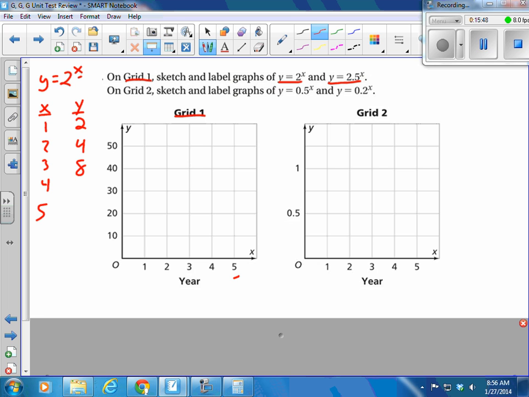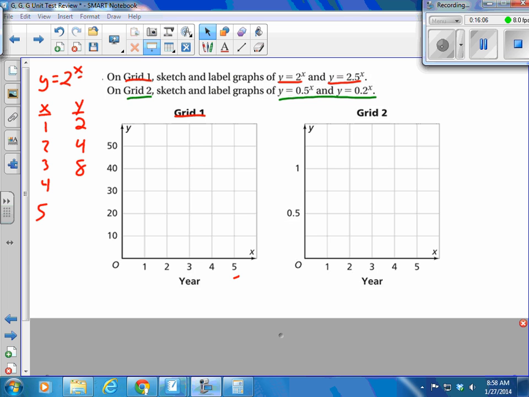Then you will do 2.5. You will have 2 lines on each graph. Then you will do the exact same thing on this one right here, 0.5. So make your table first and then graph it out. This will take you a while, but this is a very important problem. Please take the time to do that now.